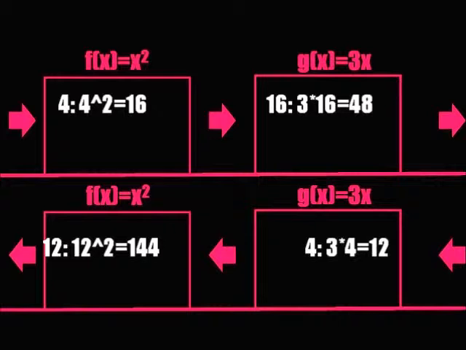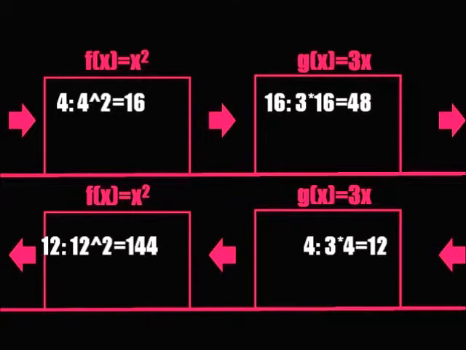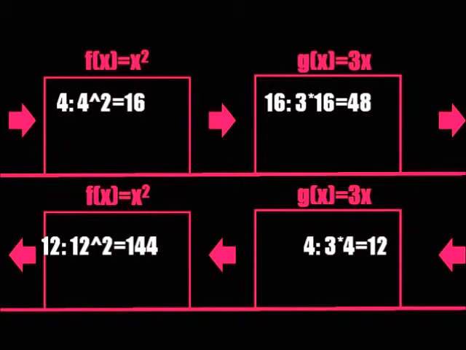On the bottom equation, we use 4 again, and we're going to the left. So you substitute the 4 in for the x in 3x, and you come out with 12. Then substitute the 12 in for x squared, and you get 144. Depending on the order of the operation, you come out with different answers.